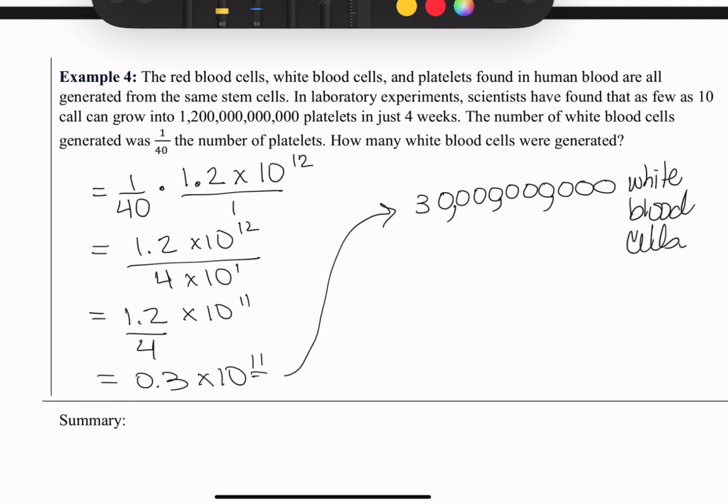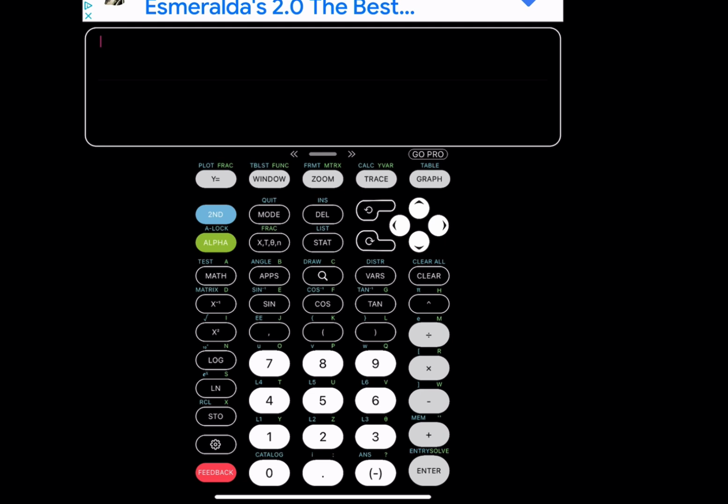Now, some of you are saying, why would I do all that work when I could just put this into my calculator? Okay, let me show you this. So we're going to take the 1.2 trillion and we're going to divide it by 40 and let's see what we get. So I'll take 1.2 trillion, which is 1, 2, 2 zeros, and then I think I have 9 more. And I'm going to divide that by that 40.